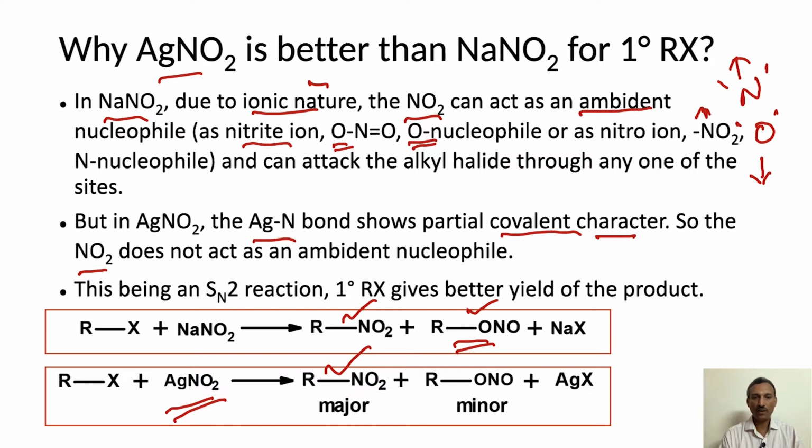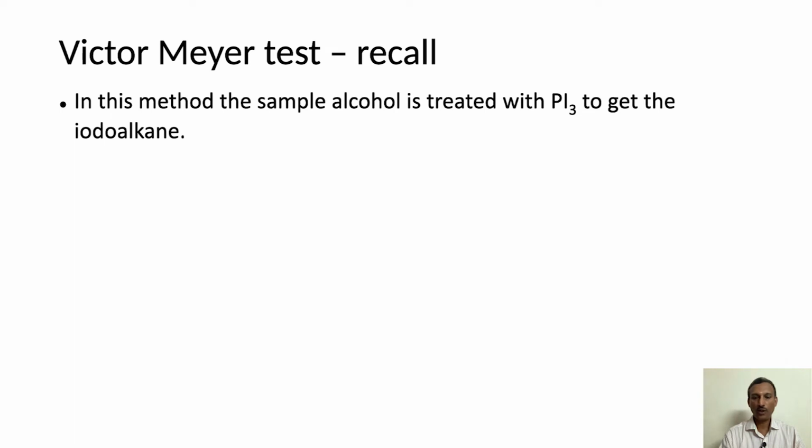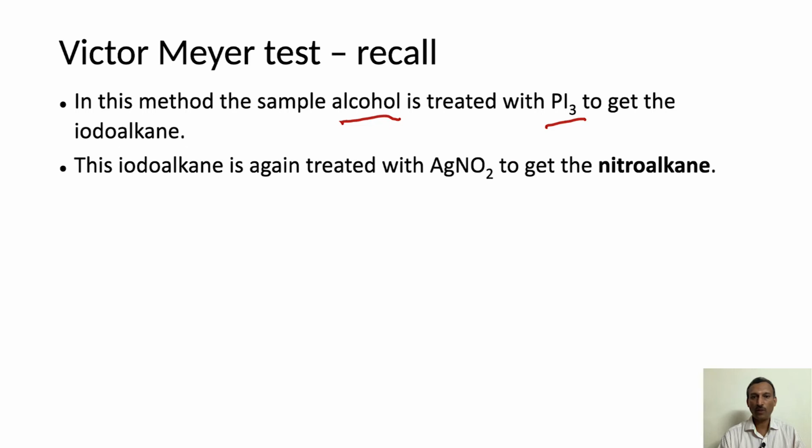Since this reaction is an SN2, that means a nucleophilic bimolecular substitution reaction, primary alkyl halides give a better yield of the product. You would have studied about the Victor-Meyer test. Let us recall what this test is. This is used to distinguish primary, secondary and tertiary alcohols. In this method, the sample alcohol is treated with PI3 to get the iodoalkane. Once the iodoalkane is formed, it is then treated with silver nitrite, and we end up with the nitroalkane. This is the crucial species involved in the Victor-Meyer test.